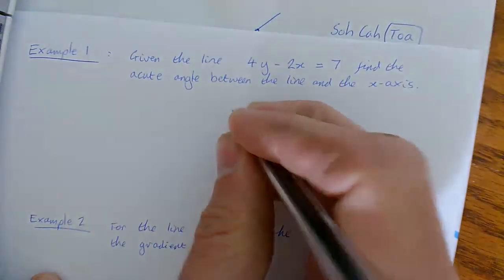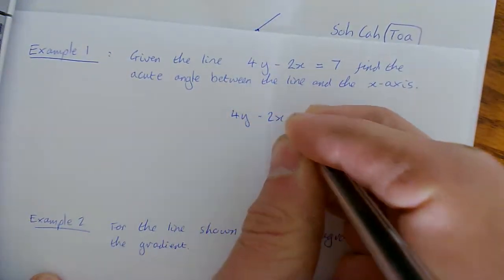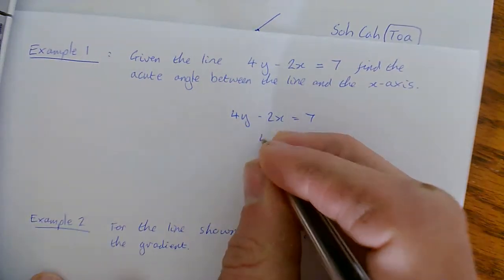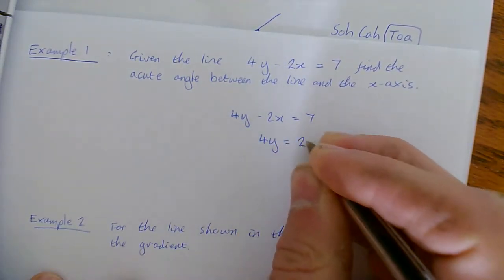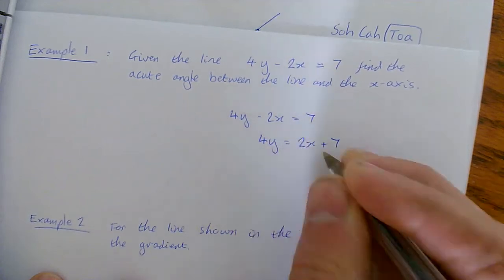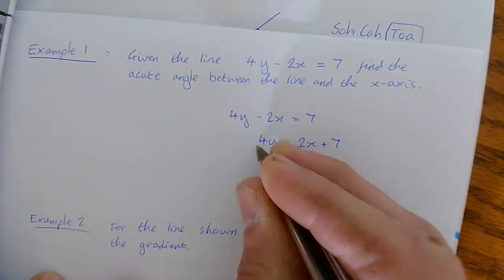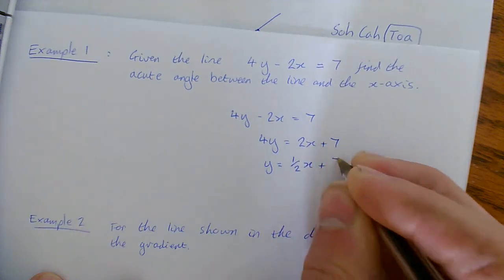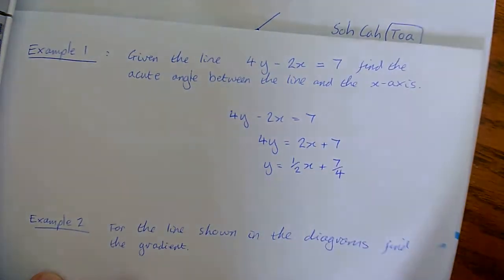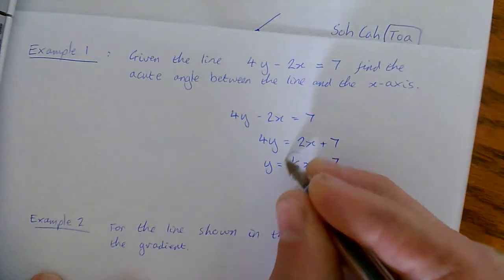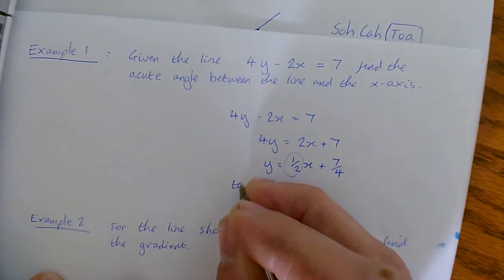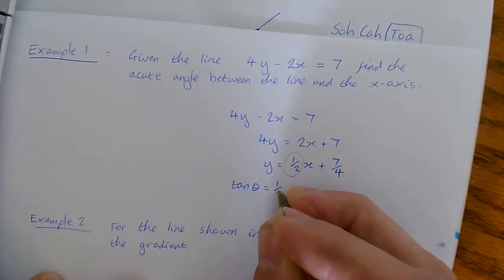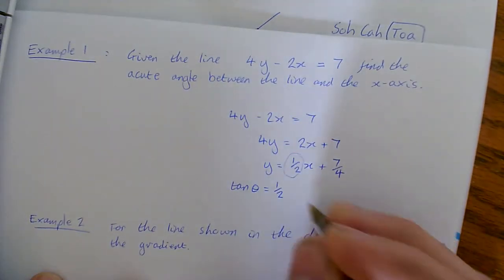First thing we need to do is we need to reorganize this into the y equals mx plus c form. So we have 4y equals 2x plus 7 by adding 2x to both sides. Y equals, now we're dividing by 4, 2 divided by 4 is a half, and 7 over 4. This is our gradient, so we know that tan of this angle we're interested in is equal to a half.